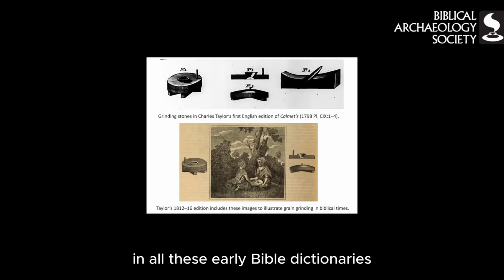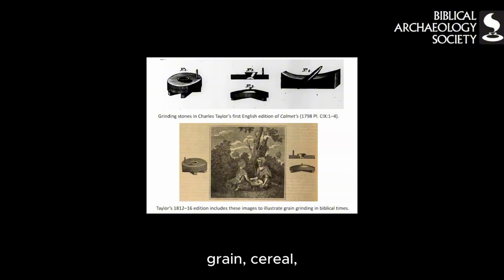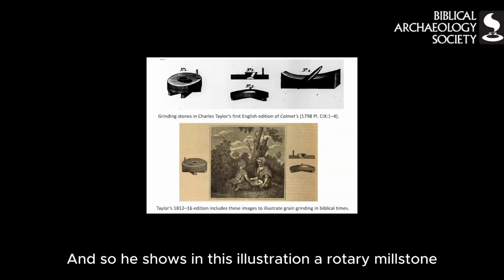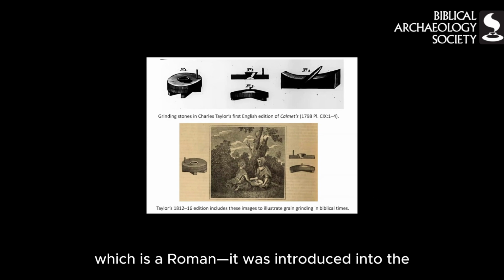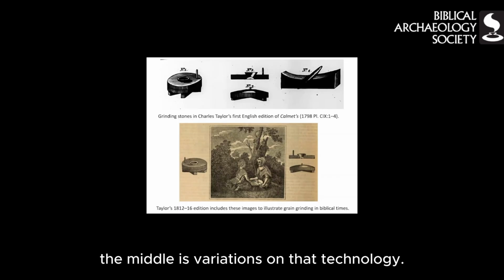So corn is where it's at in all these early Bible dictionaries if I want to find out anything about something like grain, cereal, wheat, barley, that kind of thing. And so he shows in this illustration a rotary millstone, which is Roman; it was introduced to the East in the early Roman period. And then in the middle we've got variations on that technology.